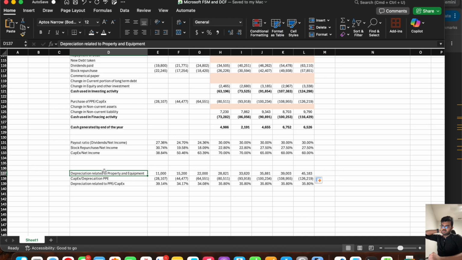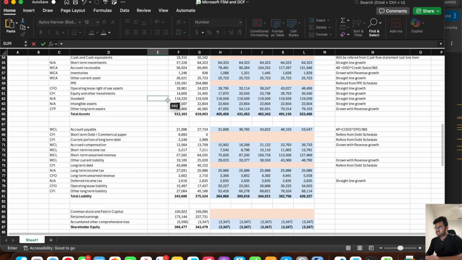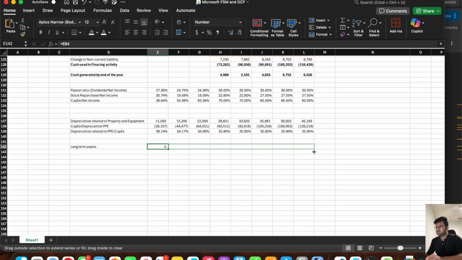Now we need to figure out what is the depreciation related to non-property equipment, which is long-term asset. I'm going to take that assumption. Since we don't have much information, I'm going to take an assumption. Whatever depreciation is not covered in this property and equipment is fully by the long-term assets. So first I will calculate long-term assets. Long-term asset is this number. Even though for 2023 we don't have it, that's absolutely fine.